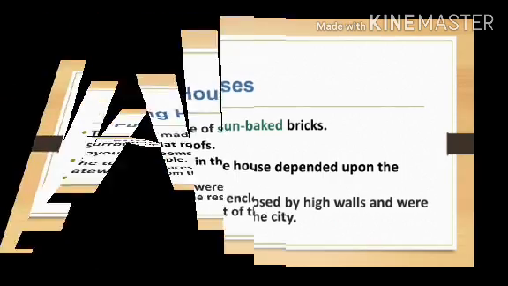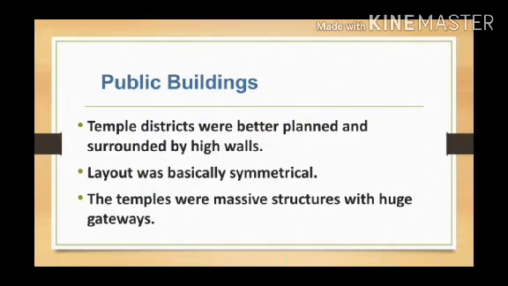The next type we have is public buildings. Temple districts were better planned and surrounded by high walls. The Egyptians were very religious. For them, temples were sacred places. Thus, the places where there were temples were planned and were protected by high walls. The layout was basically symmetrical. The temples were massive structures with huge gateways.